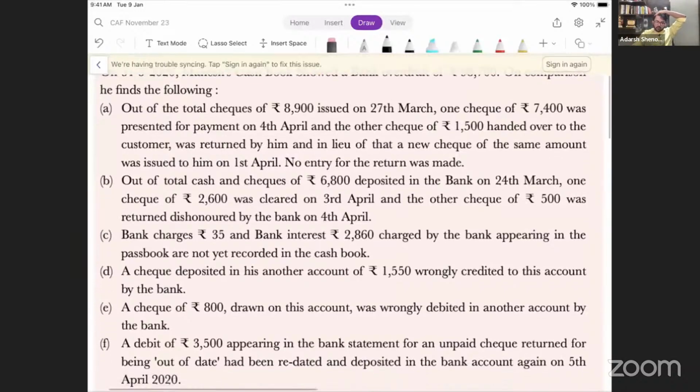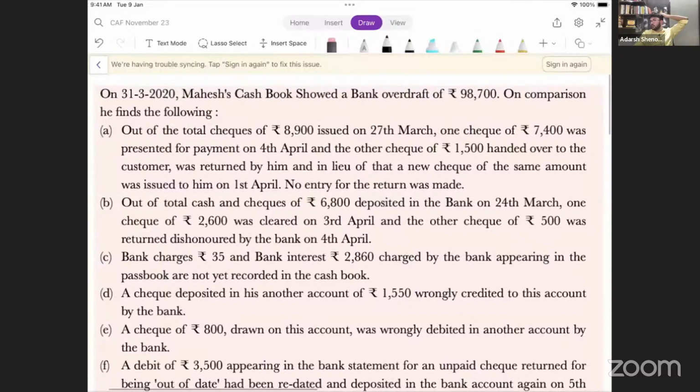Okay. So let's start. So what is BRS? First, bank reconciliation statement means what? Bank reconciliation statement means a comparison between the cash book and the passbook.